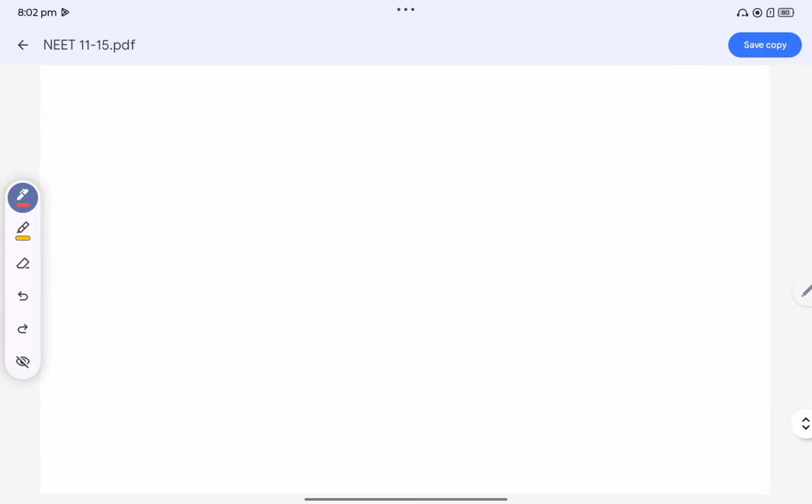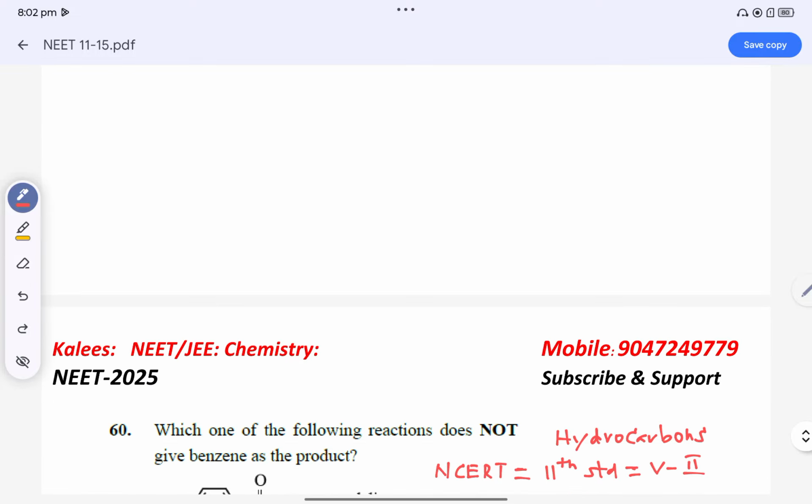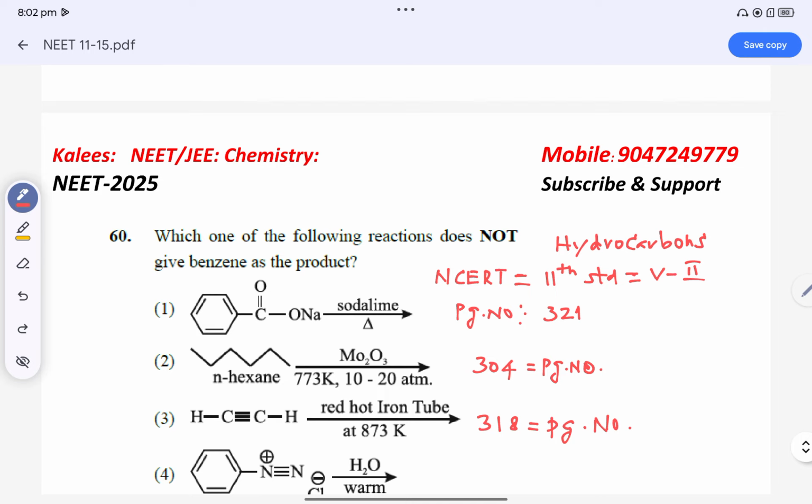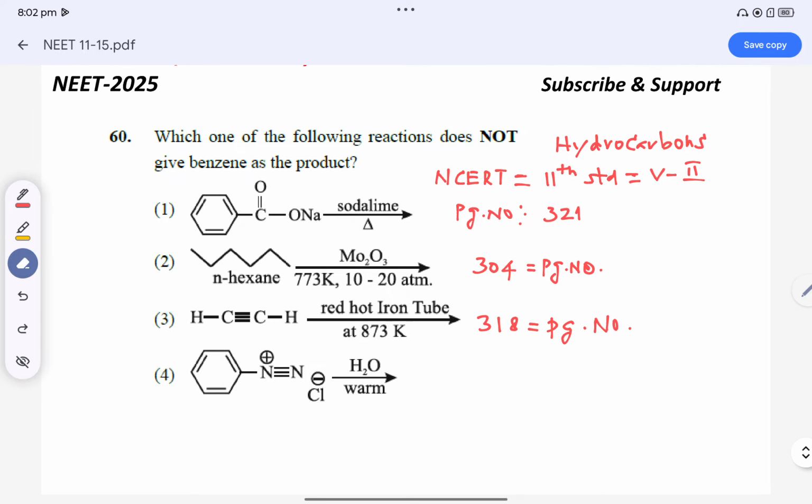Next question. This is the final question. In this class, this one is the final question. Listen carefully. This is very simple, my dear students. Which of the following reactions does not give a benzene product? This question was asked in NEET 2025.